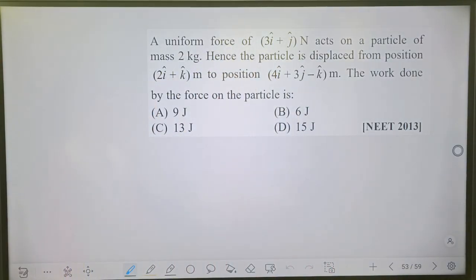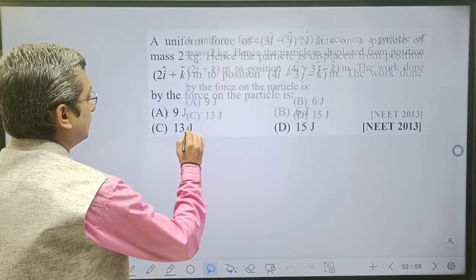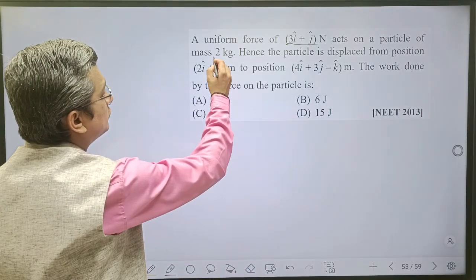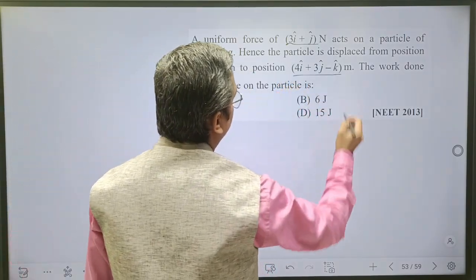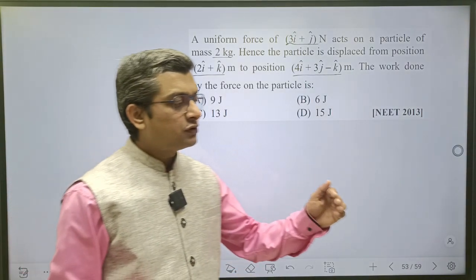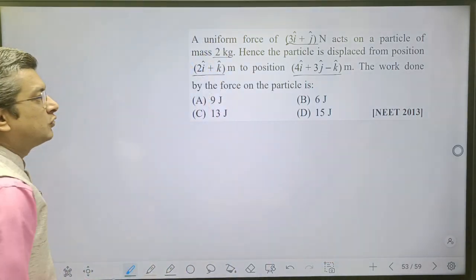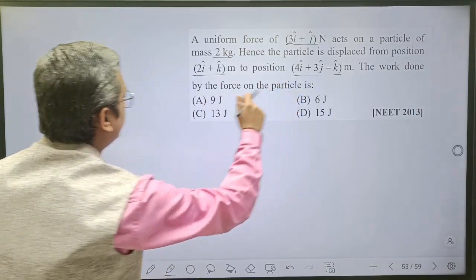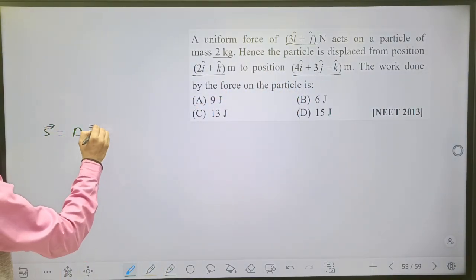Next, a uniform force of 3i cap plus j cap acts on a particle of mass 2 kg, displaced from an initial position to a final position. Work done by the force on the particle is again given by the dot product of force and displacement. So first we have to find the displacement. What is displacement in this case? Again, that is the change in position vector.